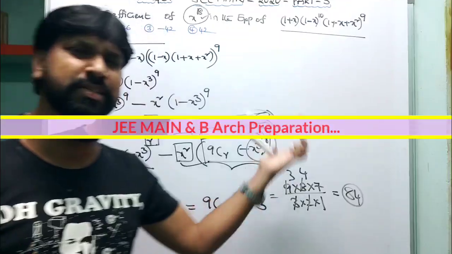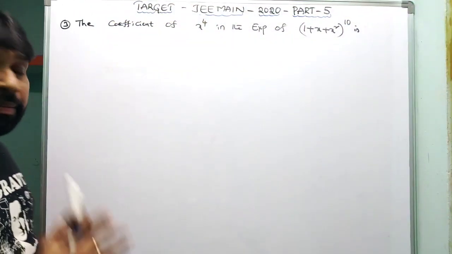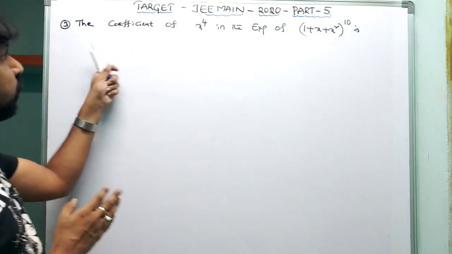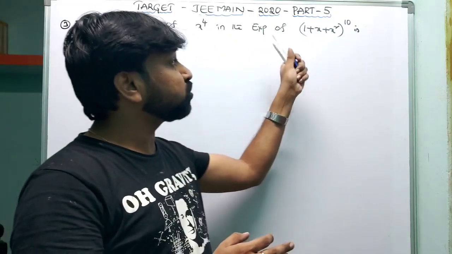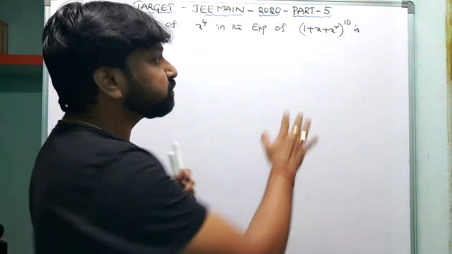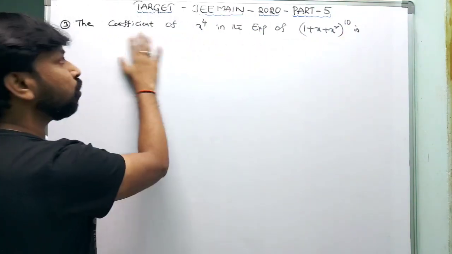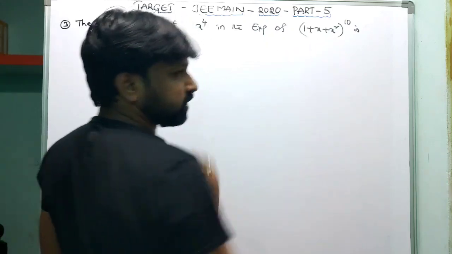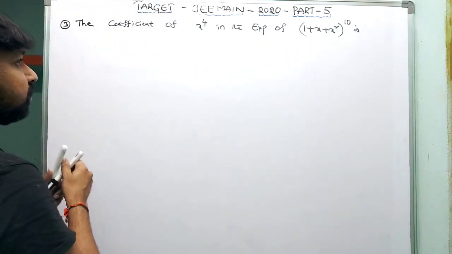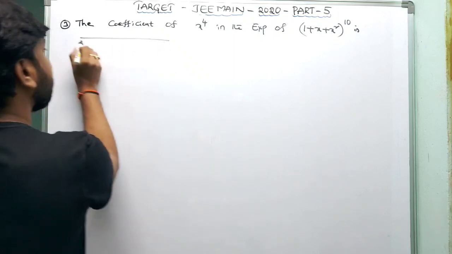Very easiest approach, friends. Coming to the next question, friends. Same like the coefficient model only. The coefficient of x power 4 in the expansion of (1 plus x square) whole power 10. Only the expansion is different. All the models are coefficient models only. They ask different expansions. So coming to here, friends, how to crack this kind of question: you have to expand that expansion, friends.